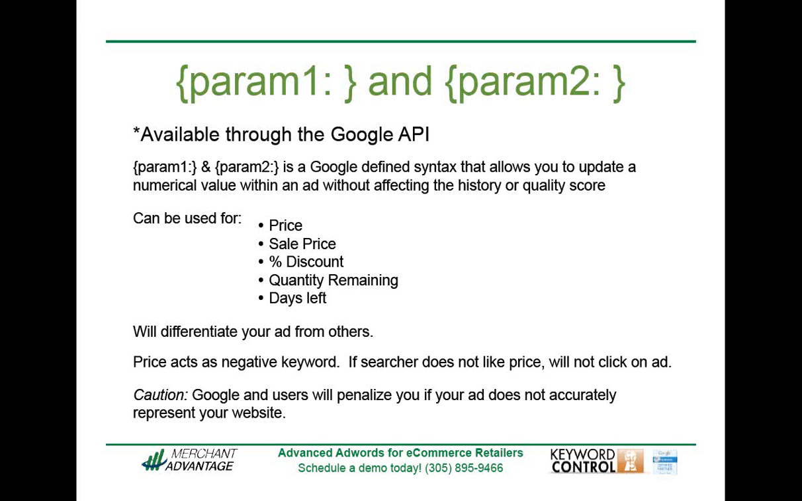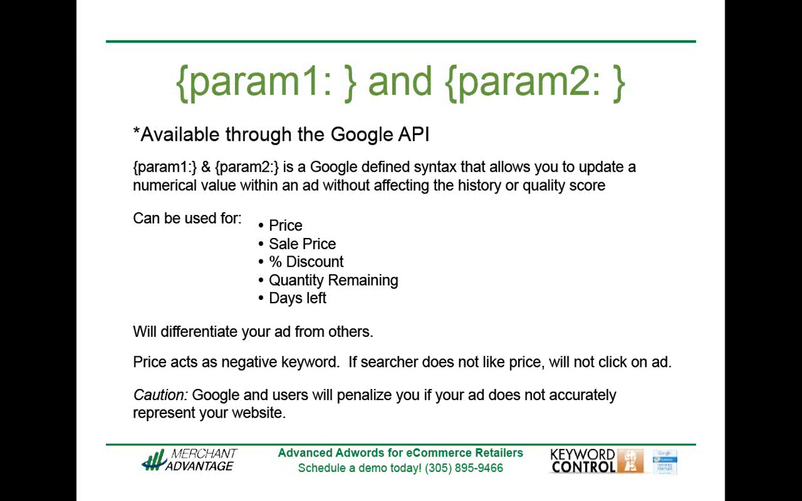Param 1 and param 2, including price in the product ad, also helps differentiate your ads from others. We don't just want generic ads. We want our ads to look different. We want them to stand out so that people click on them. In a sense, they also act as a negative keyword. When a searcher doesn't like the price, they're not going to click on your ad, and you're going to save giving that cost per click to Google.